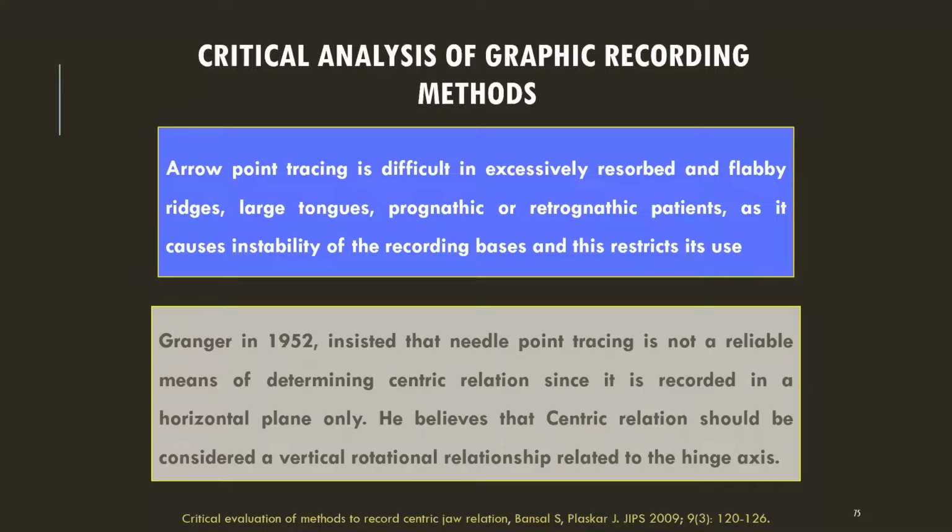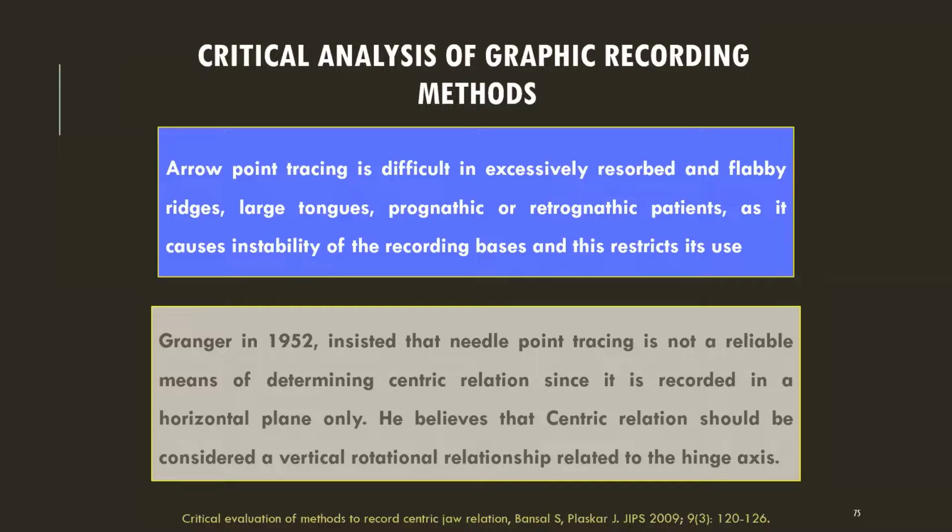So coming to the critical analysis of graphic recording methods, here in the arrow point tracing, it is difficult to record the centric in excessively resorbed and flabby ridges, large tongue, prognathic or retrognathic patients, as it can cause instability of the bases. So Grango in 1952 insisted that needle point tracing is not a reliable method of determining centric relations, since it is recorded in a horizontal plane only.